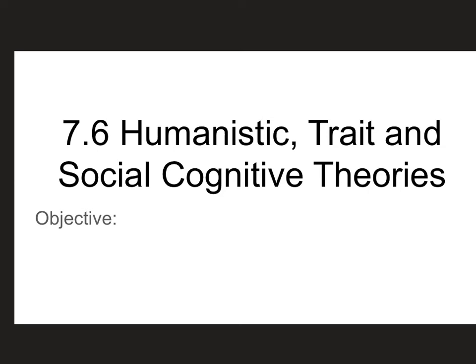Okay, 7.6, humanistic, trait, and social cognitive theories. Again, you are going to compare and contrast these to one another and the psychodynamic theory. So students will be able to compare and contrast all theories on personality.